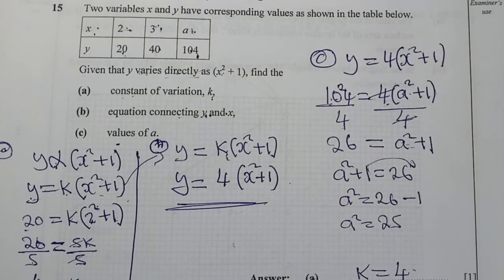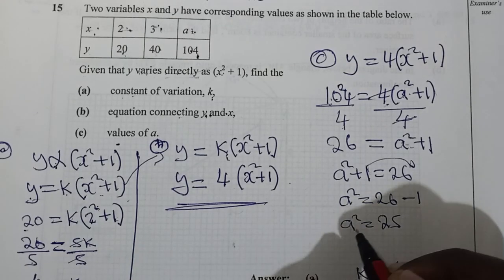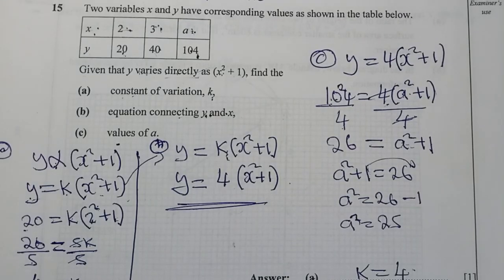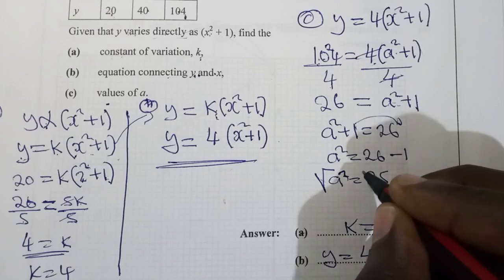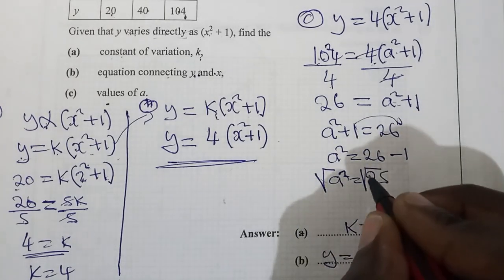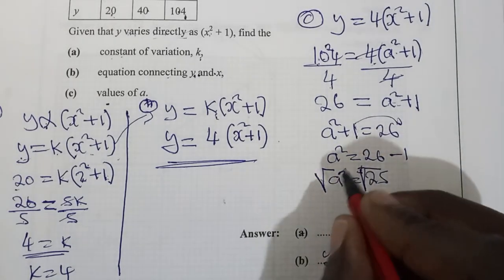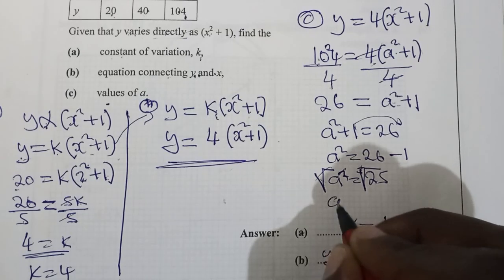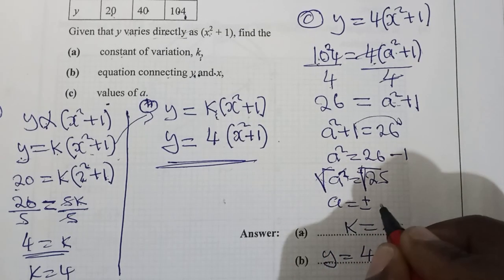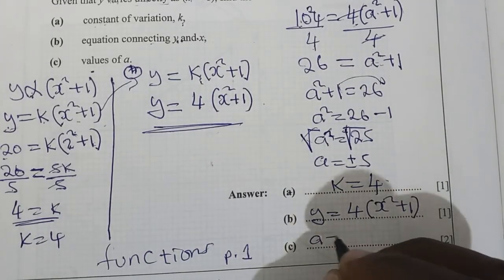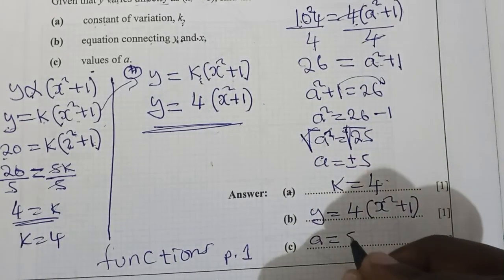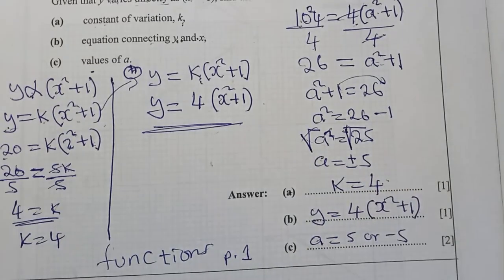Like that. Then, we're looking for the value of a. How can we do it? We need to get rid of the power 2. How do you do that? Remember, to kill the power 2, you take the square root. But remember, once you square root, you put plus or minus. So this and this will cancel. A is equal to plus or minus square root of 25, which is 5. Meaning, the value of a is positive 5 or negative 5.